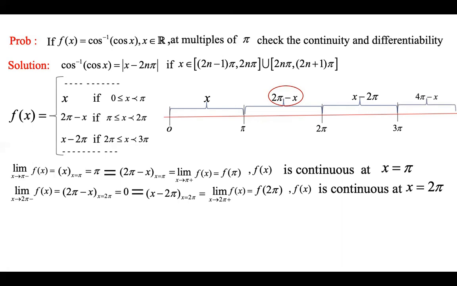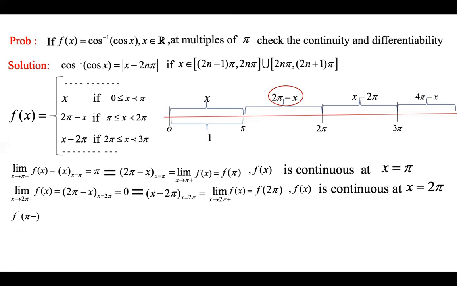Let us check its derivatives. Now you observe that at pi, the left derivative: the left side is given by the formula x, and its derivative is plus 1.